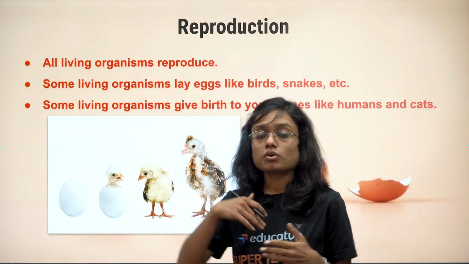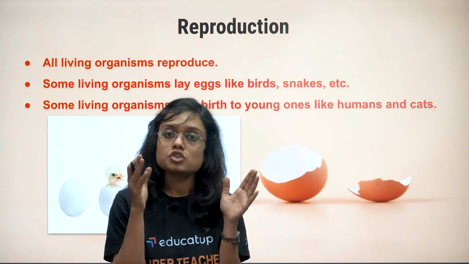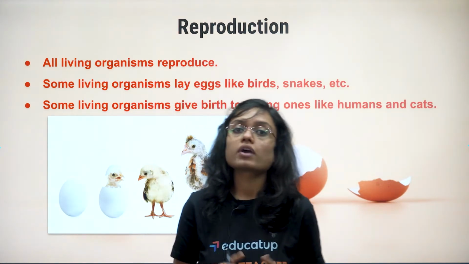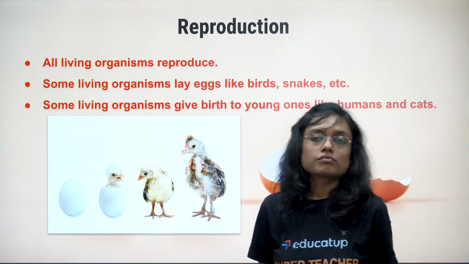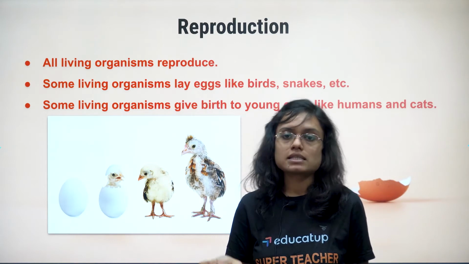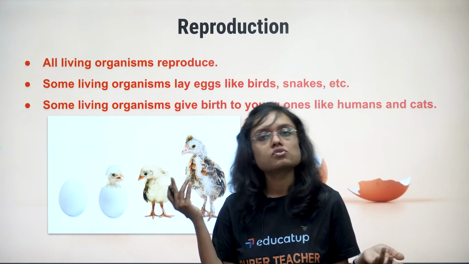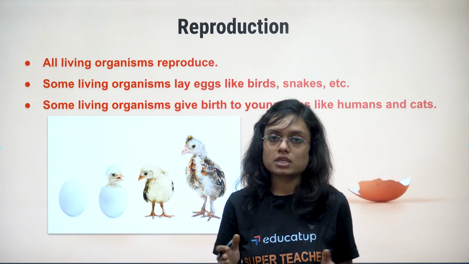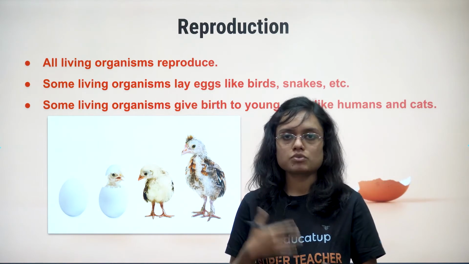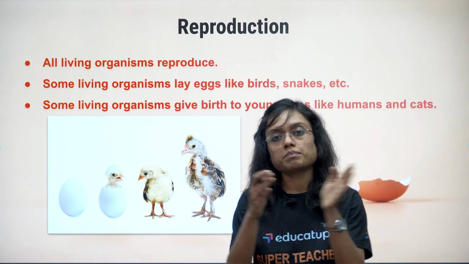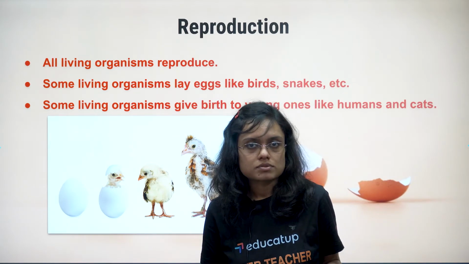Reproduction, that means to make another organism of a similar kind, that is reproduction. Reproduction is also a characteristic feature of living organisms. All the living organisms will reproduce. Now some do by laying eggs, like birds and snakes, and some do by giving birth to young ones like humans, cats, dogs, isn't it? But reproduction means producing the same kind of organism. Re means again and produce means to make. So the feature of making an organism like oneself again is present in all living organisms.